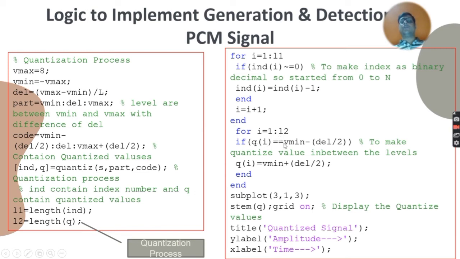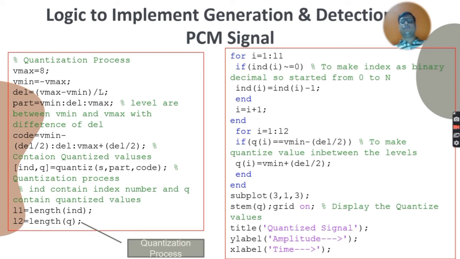Then if Q of I, you have to check that whether it is a midpoint or whether it is a del is satisfied or not. So V min minus del by 2 to make the quantized value levels. So Q of I is equals to V min plus del by 2. So this you have to identify. So midpoint we have to see.